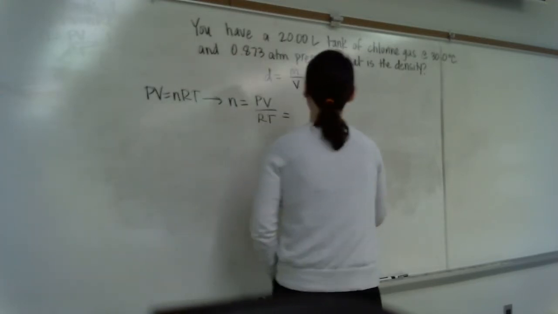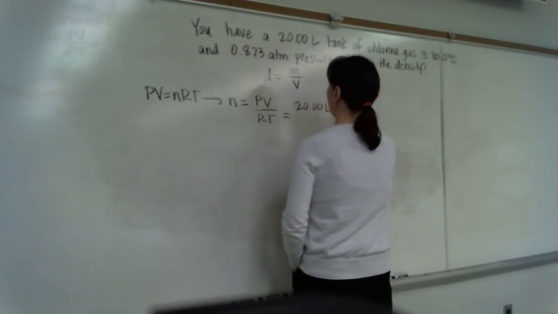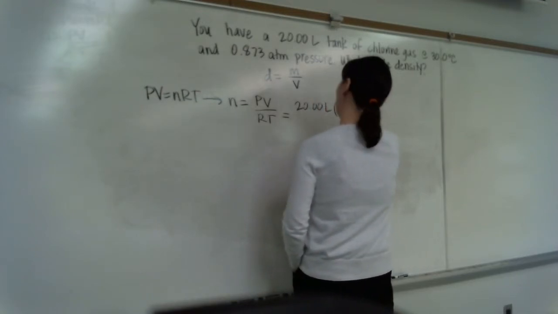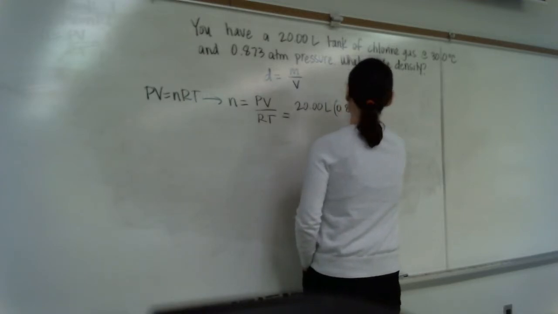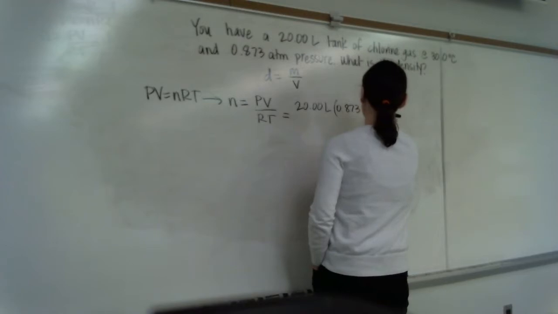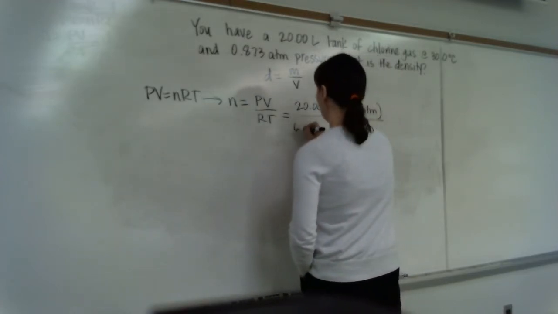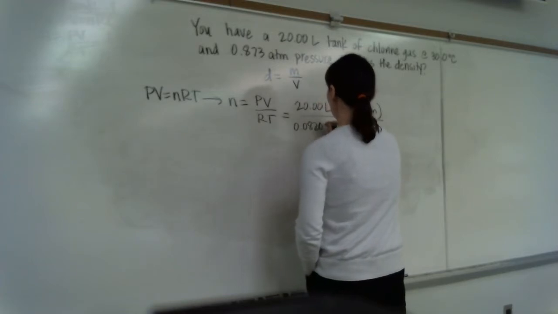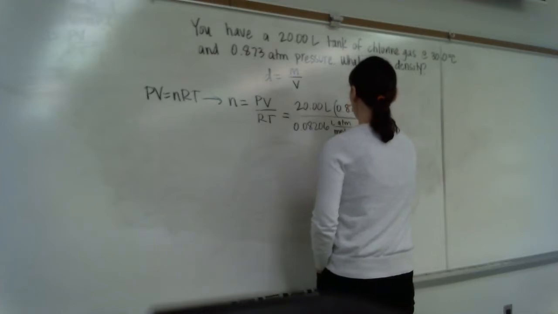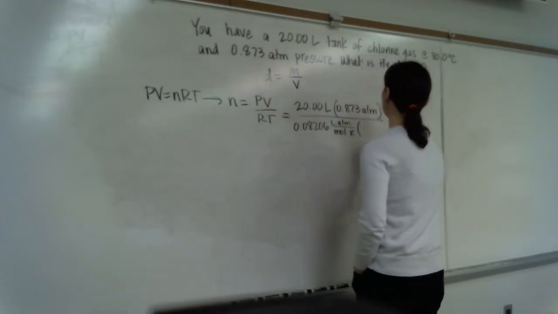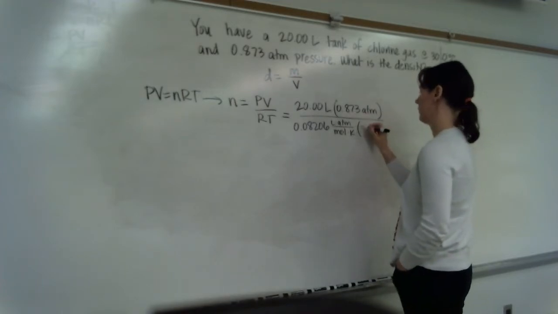So the pressure is 20 liters. And the, oh, that wasn't the pressure, that was the volume. The pressure was 0.873. Nice thing about multiplication is order doesn't matter. 0.08206 liter atmospheres per mole Kelvin. And then the temperature, what's this temperature in Kelvin? 303.